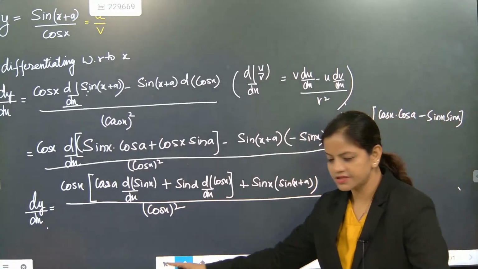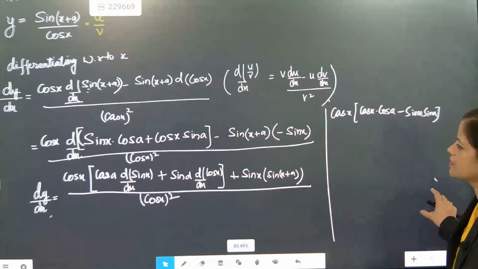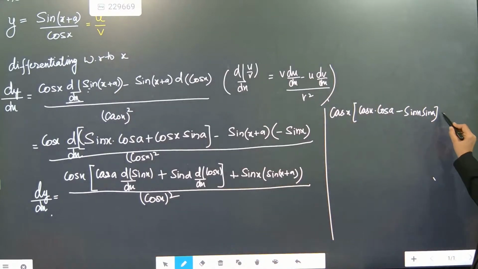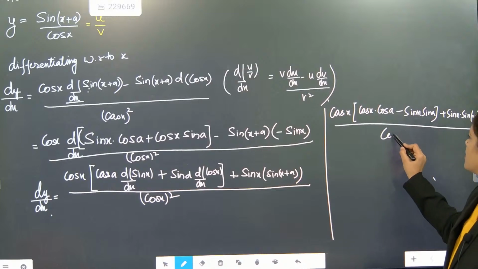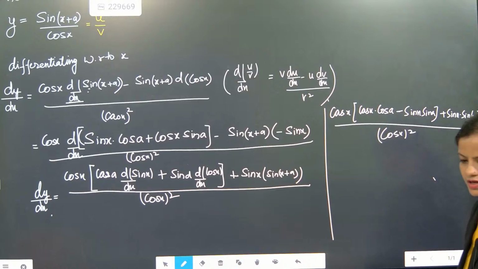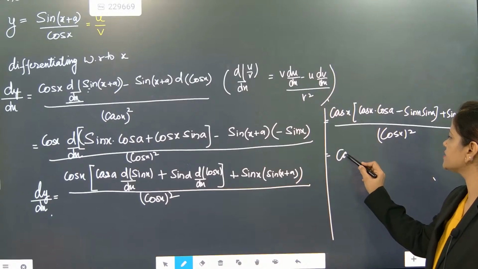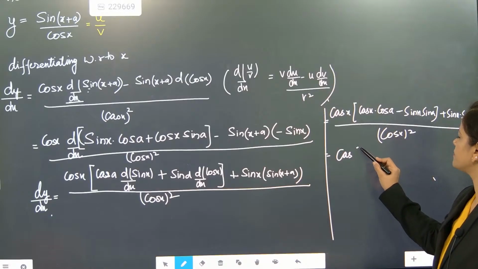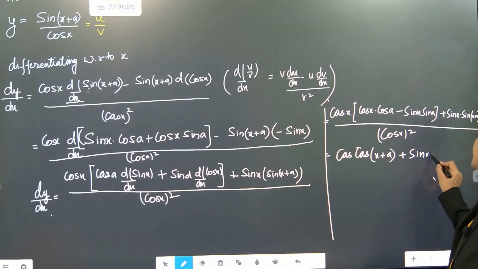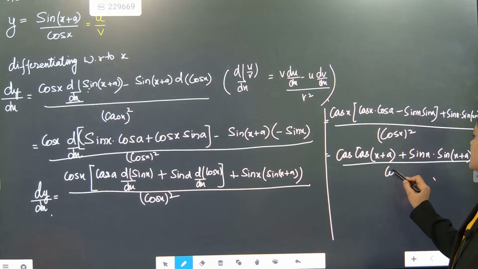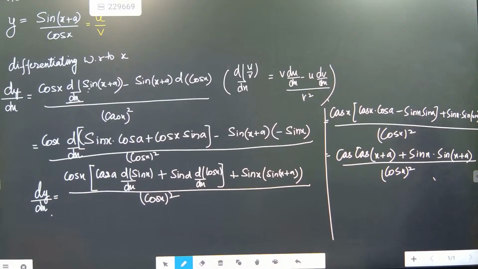and then here already it is written, check this one out, plus sine of x into sine of x plus a by cos x whole square. Done. Now here cos x will become cos of x plus a plus sin x into sine of x plus a by cos x whole square.